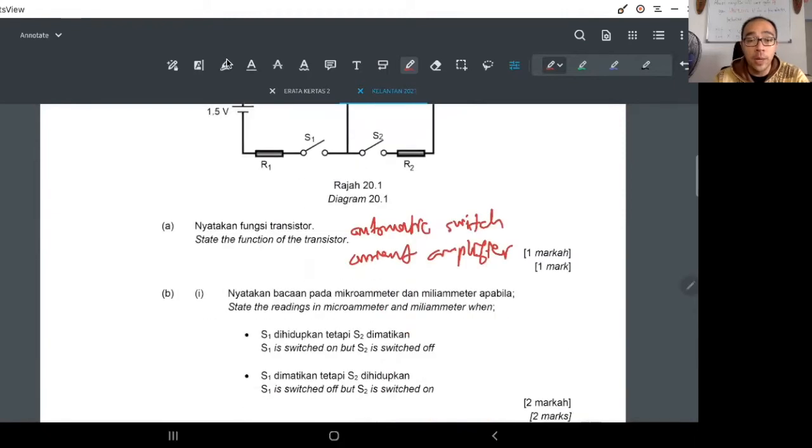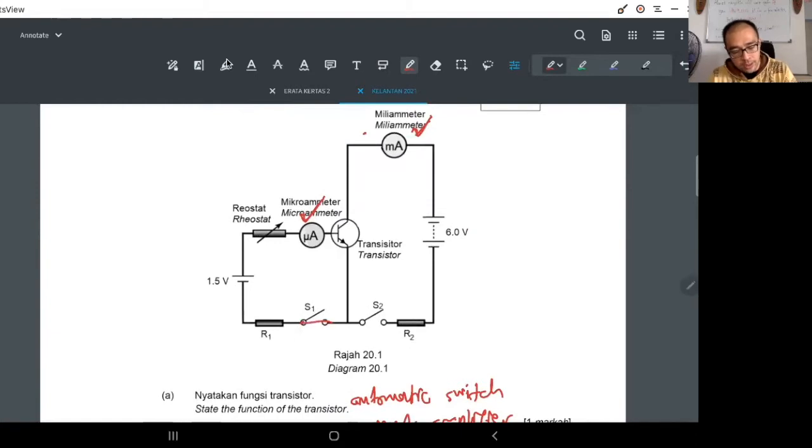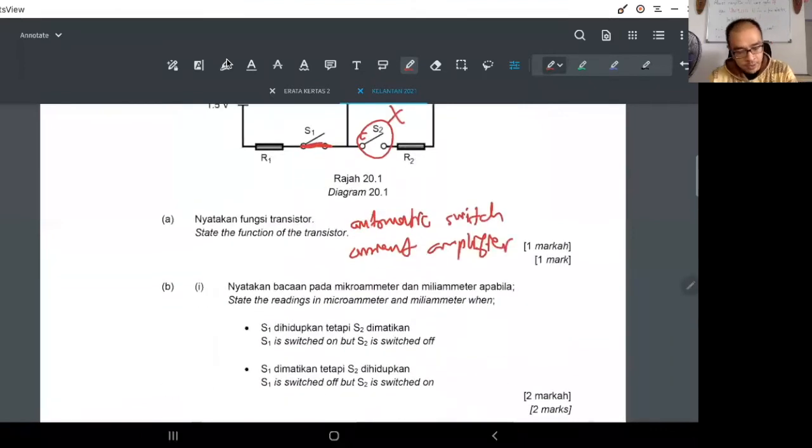When S1 is switched on and S2 is switched off, S1 is connected, this one is not. What will happen is the microammeter has a reading. This one is very normal. The microammeter has a reading, the milliammeter has none. So I'm just going to write: microammeter got reading, milliammeter no reading.